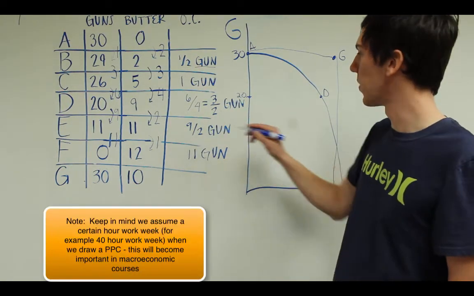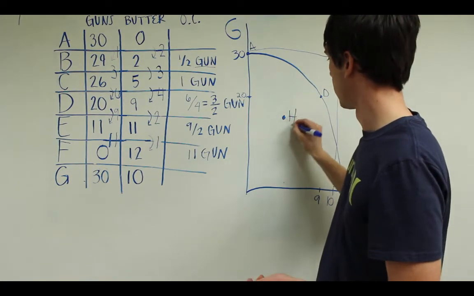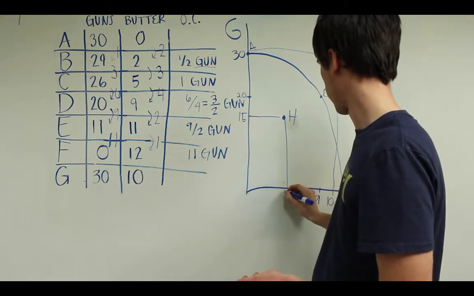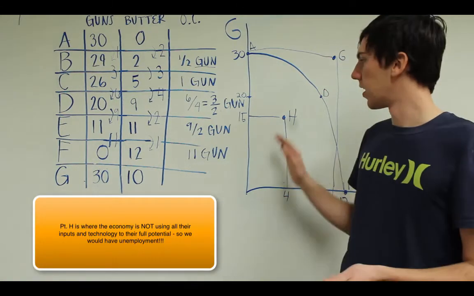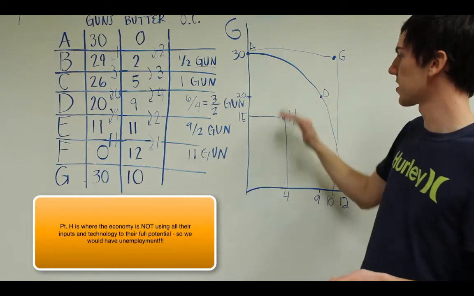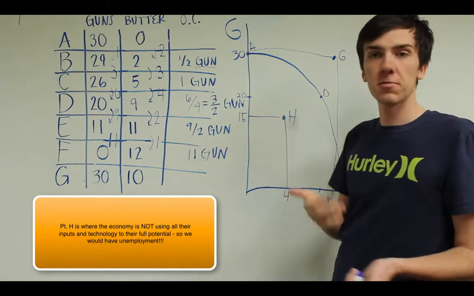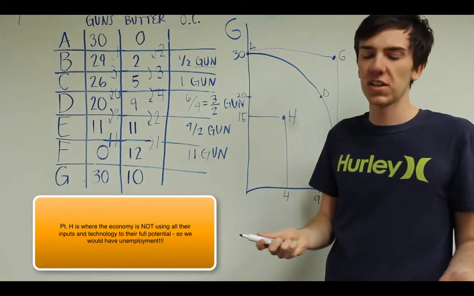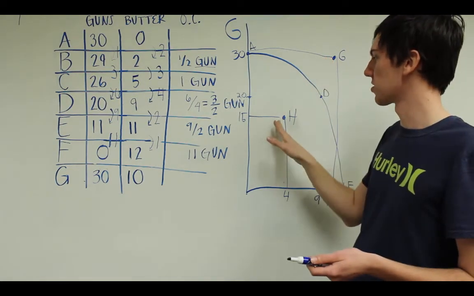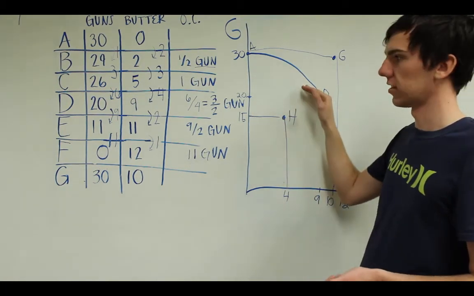Contrarily, we don't have it marked here, but I could choose any point in here. We're going to call this one H. Let's say this is 15 guns and 4 units of butter. We call this inefficient. Because it's on the inside of the curve, it's possible to do better, but this is where the economy is at. It is feasible, as we talked about. It's completely in reality, unlike G, which is impossible or infeasible. H is completely feasible, yet H is inefficient because it's not on the curve.